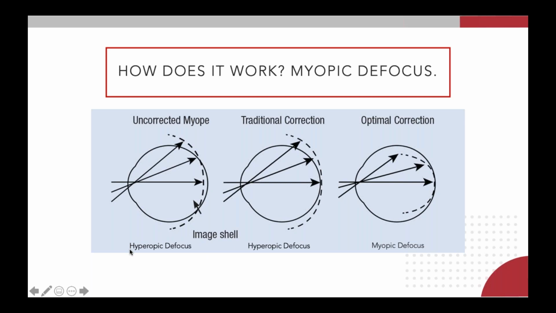So let's take that uncorrected myope and let's put them in a traditional correction treatment option. So let's put them in single vision glasses. Now as distance light enters that eye, it focuses to a point on the retina. So now this eye can see clearly.